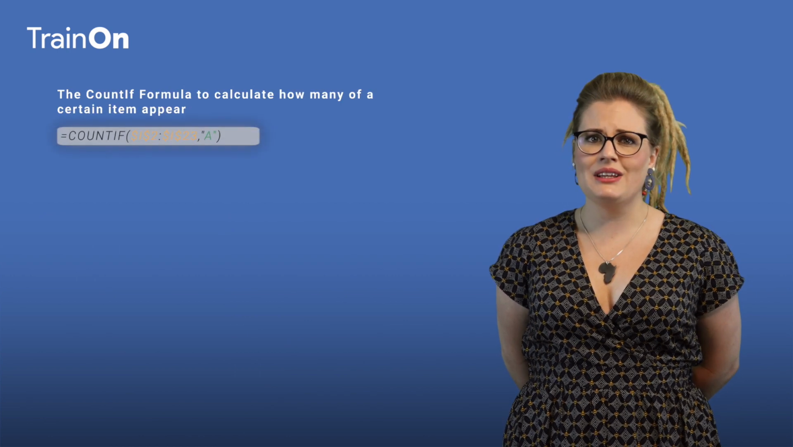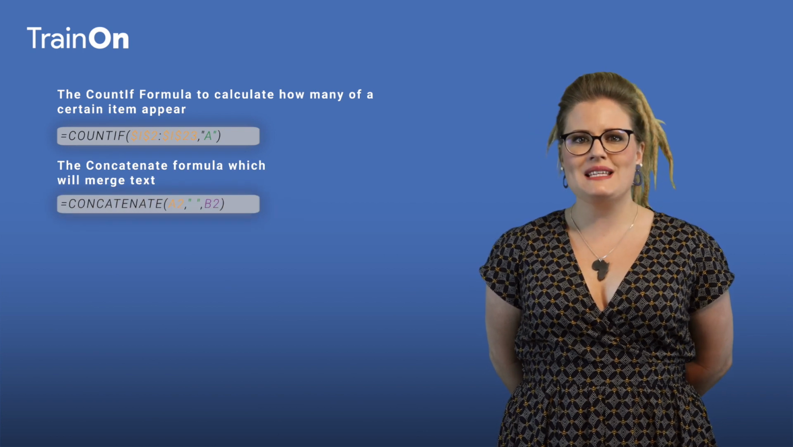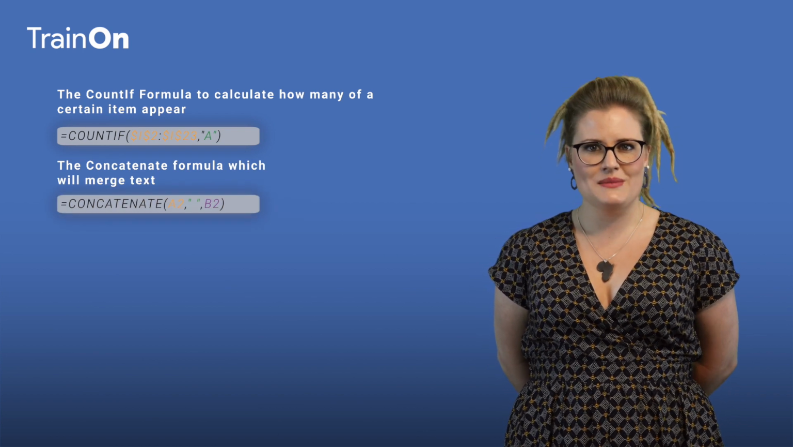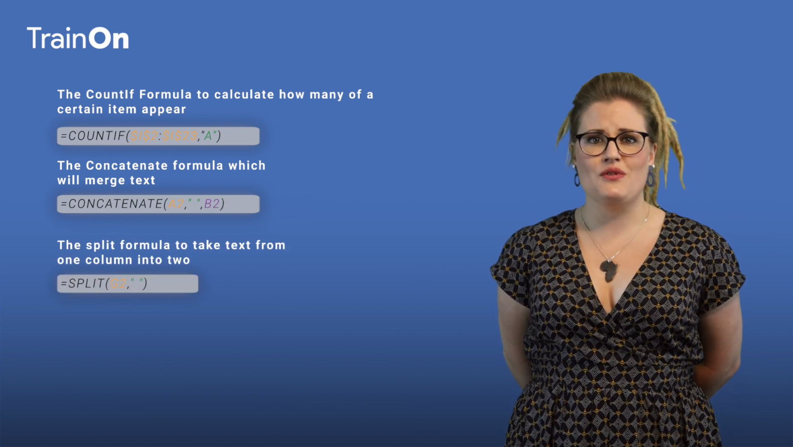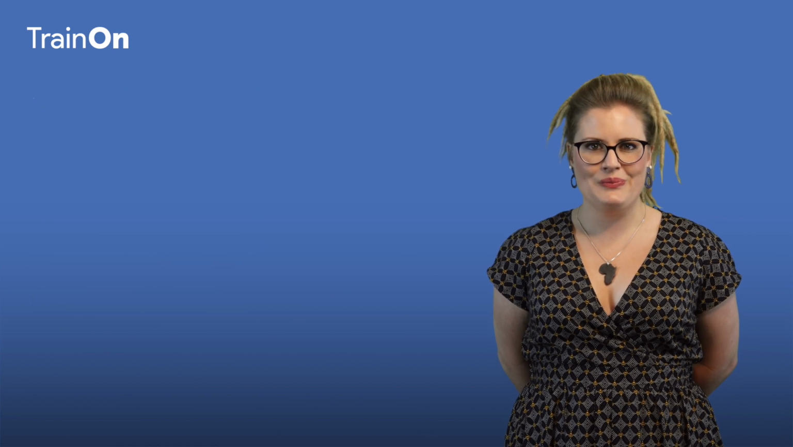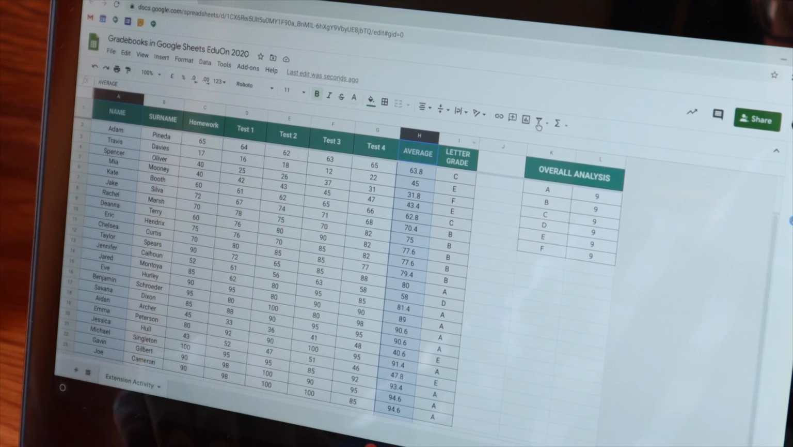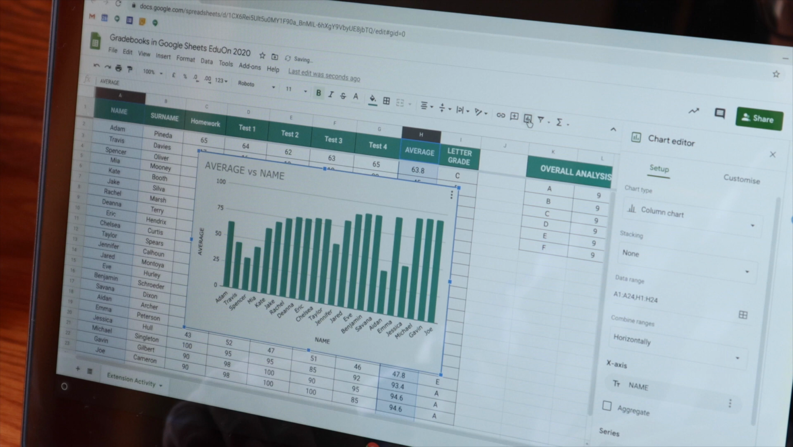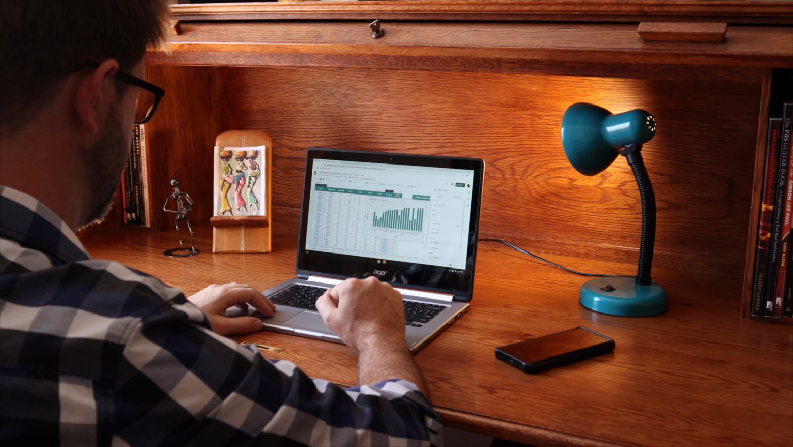the CountIf formula to calculate how many of a certain item appear, the Concatenate formula, which will take text that appears in two separate columns and merge them into one, the split formula, which will take text from one column and split it into two. We speak about them in a markbook context, but they can be applied in many ways. Using spreadsheets will help you to understand and make sense of your data in so many different ways. It will do all the calculating for you, and you can use it to create dynamic visuals in no time. Let's get you set up.